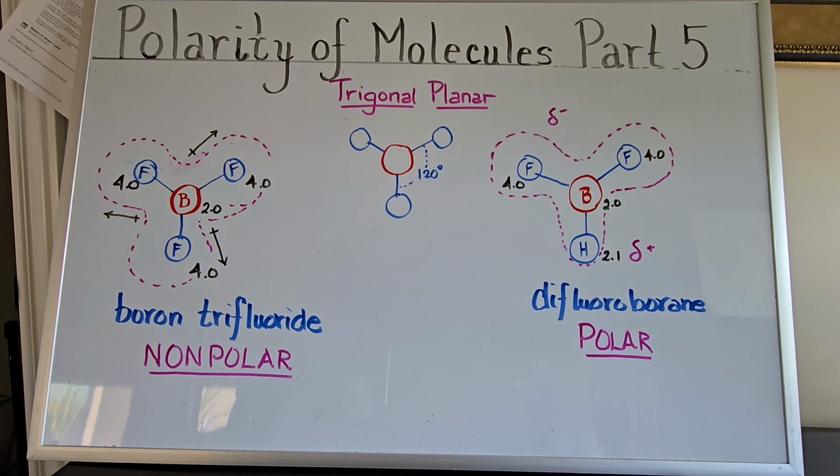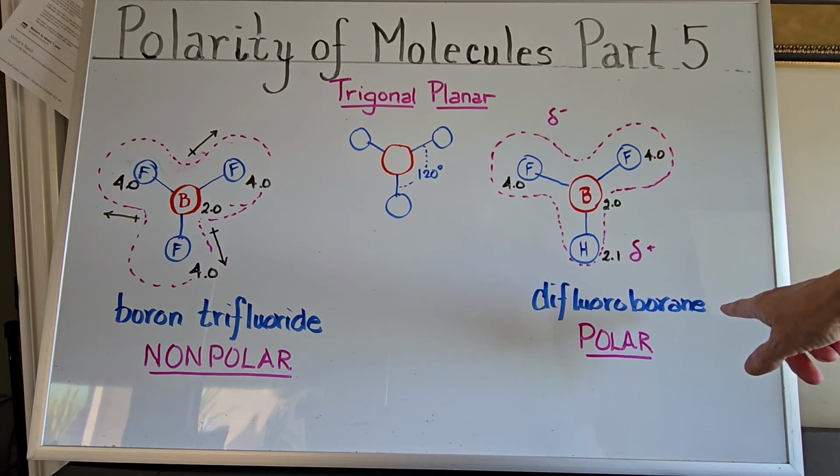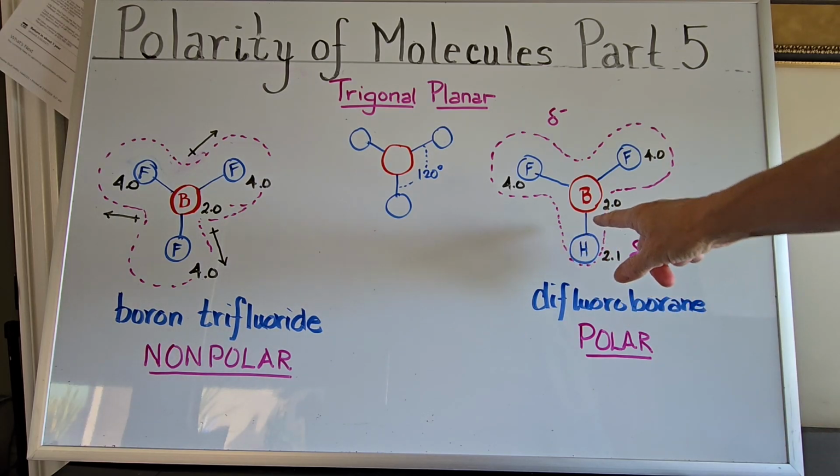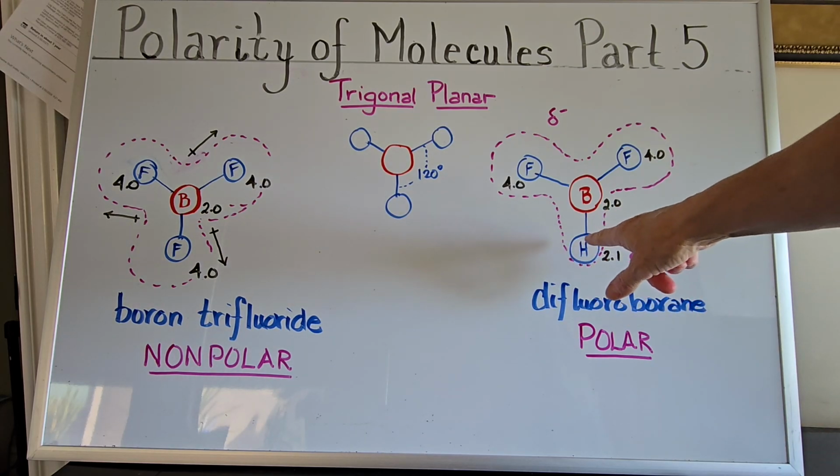So what happens if I happen to play God and take off a fluorine and instead, with my example 2, difluoroborane, I add a hydrogen instead of a fluorine? Does that change the picture? Well, it does a lot. The geometry is the same, but notice the symmetry is different. I have a hydrogen here as opposed to a fluorine.